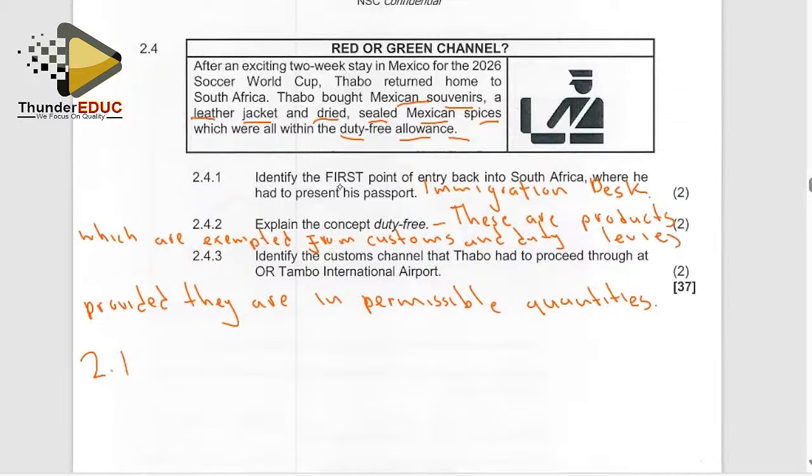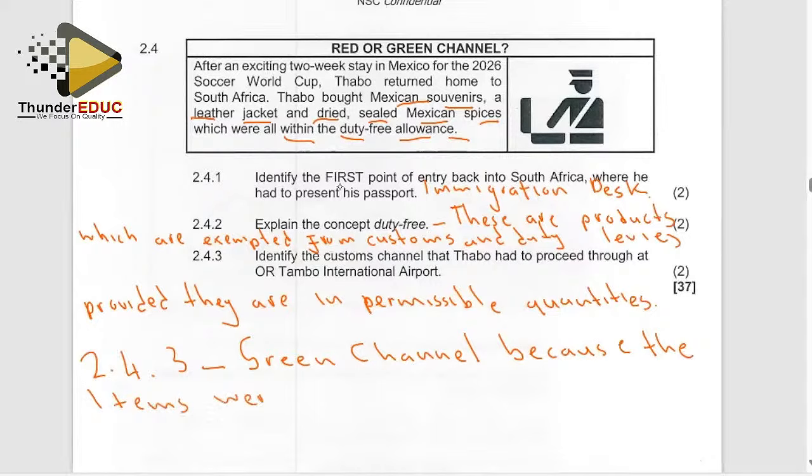2.4.3 now. Identify the customs channel that Tabo had to proceed through at OR Tambo International Airport. Let's go back to the scenario. His items were within the duty-free allowance, which is a good thing. So obviously, he had to pass through the green channel, because his items were within the duty-free allowance range.